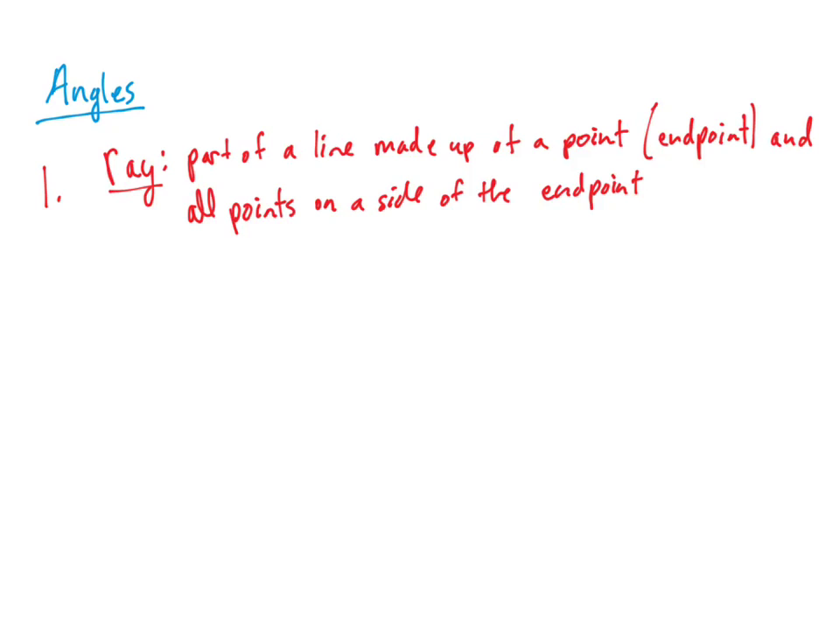So first we have a ray, which is a part of a line made up of a point, which is called the endpoint, and all points on a side of the endpoint. So we would draw a ray like this, start with an endpoint, and then it continues on forever. And we would name this ray with that endpoint. So this would be ray A. Sometimes we'll have a point somewhere along the ray, so this could also be named ray AB. In shorthand, we would write it like this. So AB with an arrow with only one direction on it.